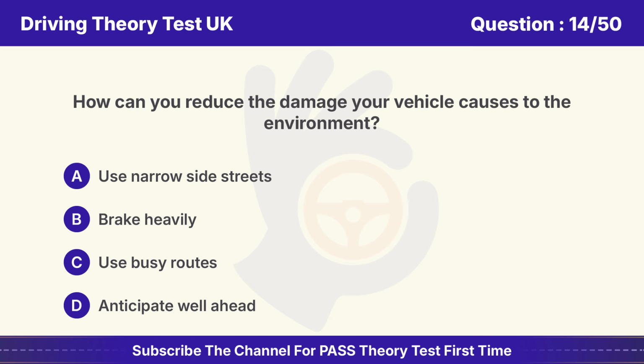Question 14. How can you reduce the damage your vehicle causes to the environment? Option A. Use narrow side streets. B. Brake heavily. C. Use busy routes. D. Anticipate well ahead.